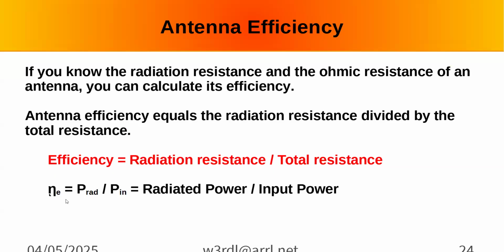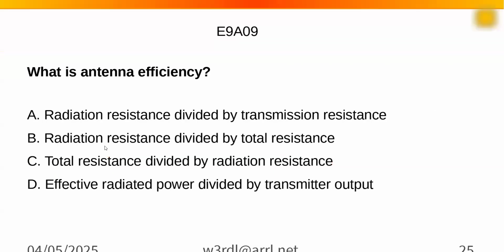It's also this ratio of radiated power to input power. But then again, you have to be able to measure the radiated power. And just because you put a watt meter in line with the feed line going to the antenna, it doesn't tell you how much is actually being radiated. So how do you measure? I don't know.